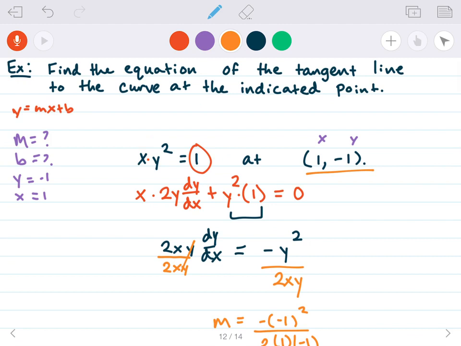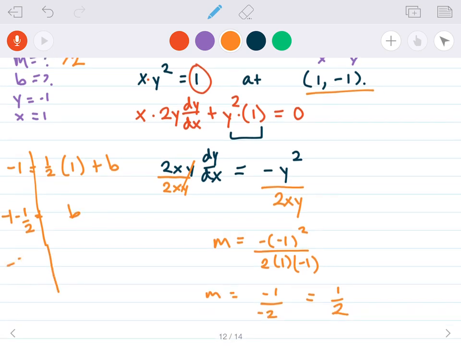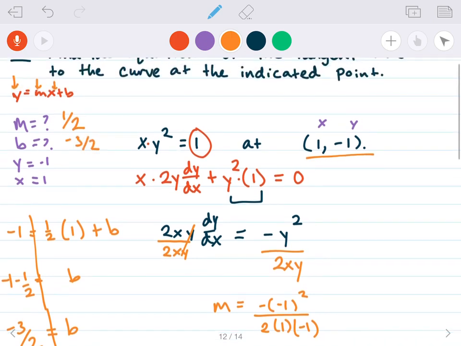All right, so I have my slope, it's 1/2, and now I can figure out what b is by plugging in everything that I have into my generic slope-intercept equation. So we have y equals m times x plus b, and we're going to solve for b in the usual way. I'm going to subtract a half from both sides. So -1 minus a half is just going to be -3/2. All right, great. So I have everything I need. And so my equation, plugging in m and b, is y equals 1/2 x minus 3/2. And that is my answer here.